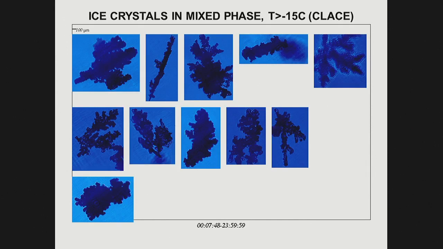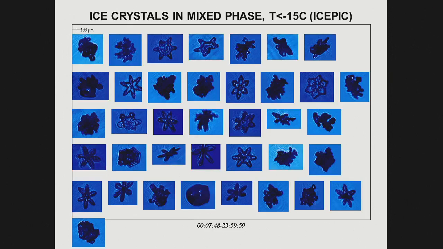Less than 5% are pristine habits in the atmosphere. So most of them are these complicated aggregates that you'd expect to see. So some more examples. You do see some examples of these dendrites. They're quite rare. Tend to be at minus 15, high supersaturations. And that's all the examples.